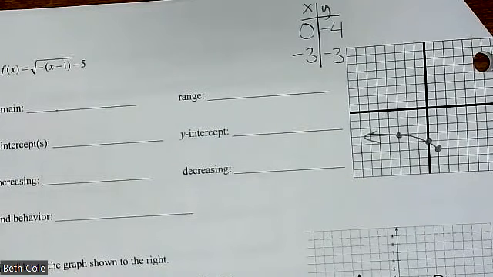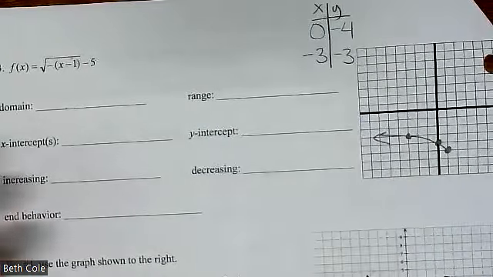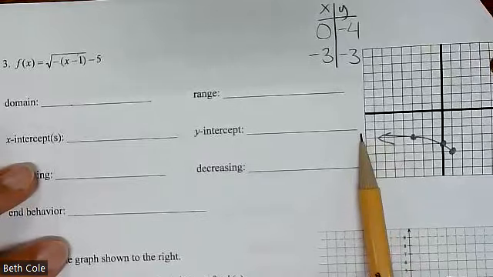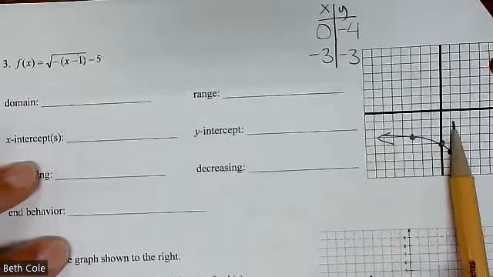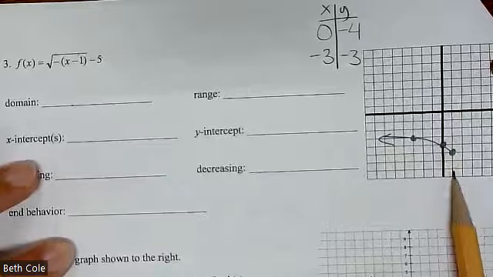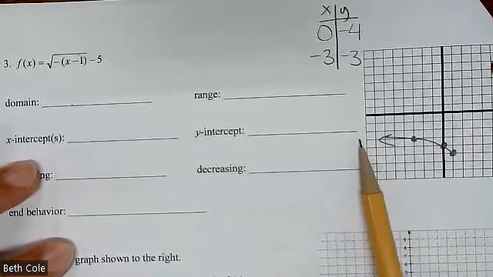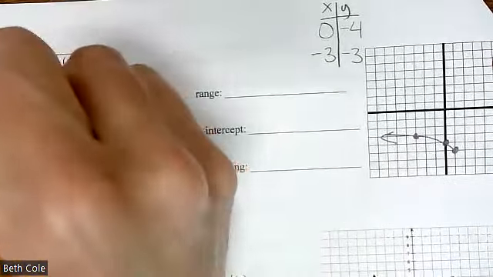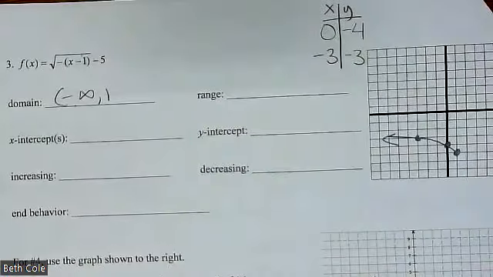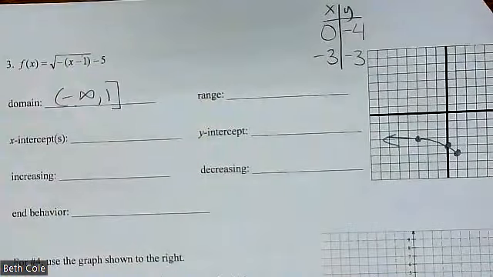All right, domain. You're going to go left to right. Watch me point to it. You want everything on this side up until what x number? 1. So it's going to be -infinity to 1 with a bracket because there's actually a point. Make your brackets really brackety.